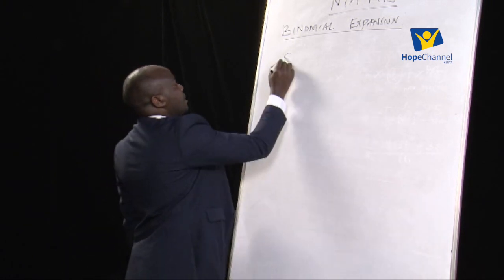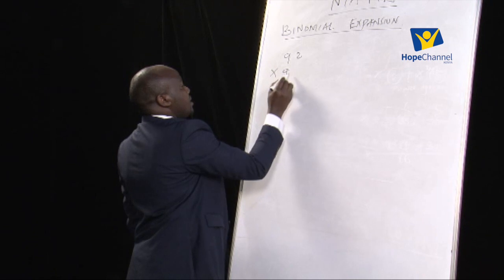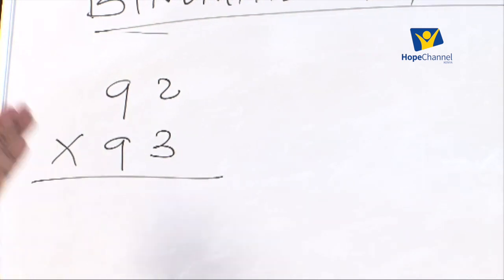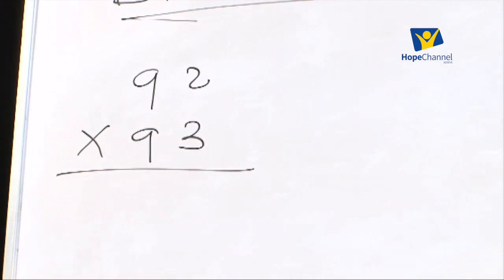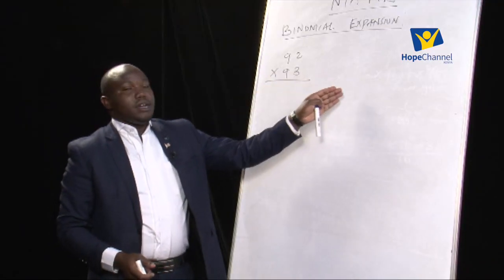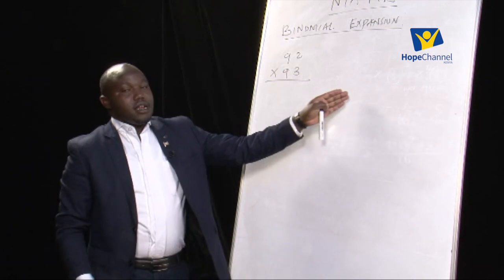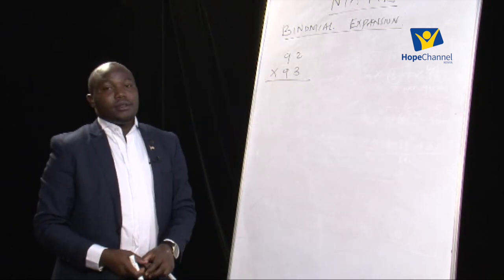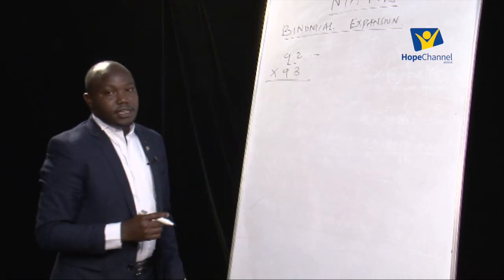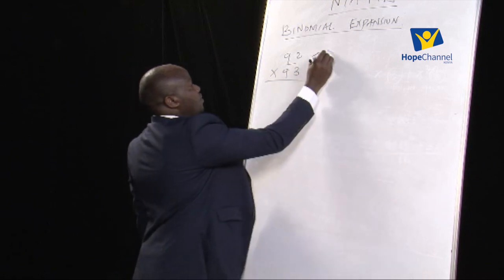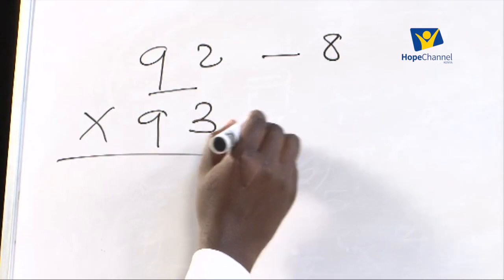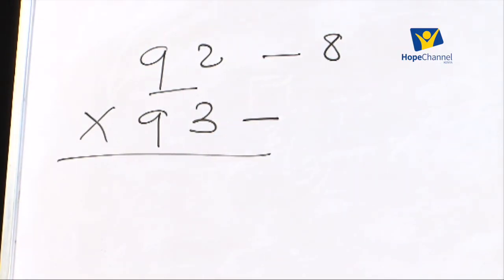For example, if you have the number 92 multiplied by 93, this could be tedious for you to undergo the other processes. So for numbers that are close to 100, from 90 to 100 and from 100 to 110, numbers between 90 and 110, this is the simplest way to handle them. How far is 92 from 100? 8 more. If you add 8 to 92, you'll obtain 100. How far is 93 from 100?